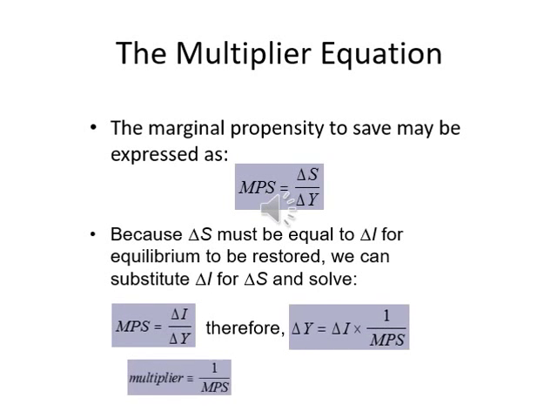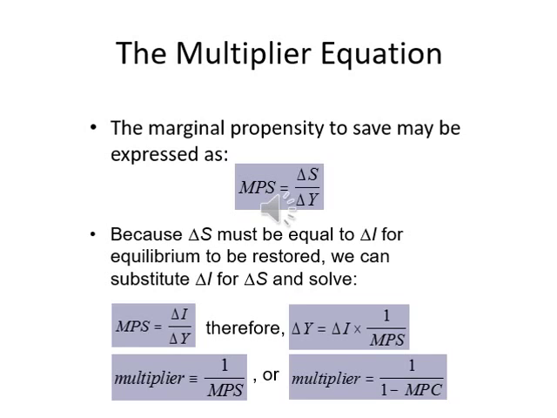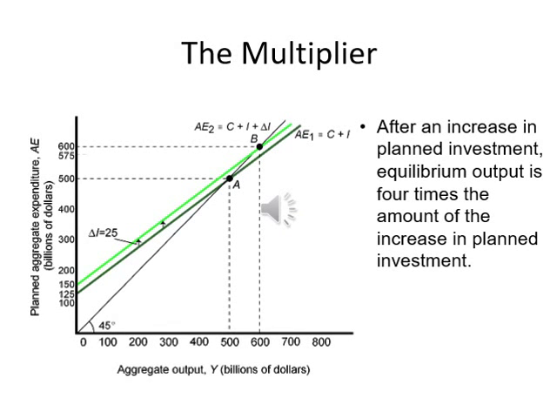The multiplier equation. The marginal propensity to save may be expressed as MPS equals change in S divided by change in Y. Because change in S must be equal to change in I for equilibrium to be restored, we can substitute change in I for change in S and solve. Change in Y equals change in I times 1 over 1 minus MPC. After an increase in planned investment, equilibrium output is 4 times the amount of the increase in planned investment.